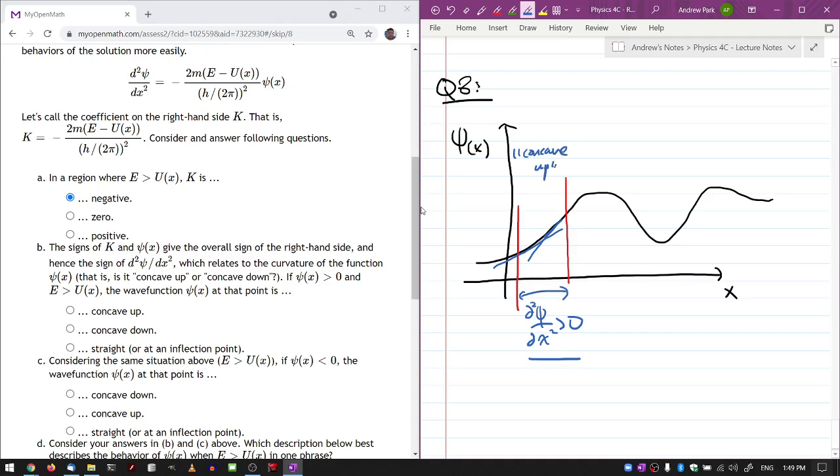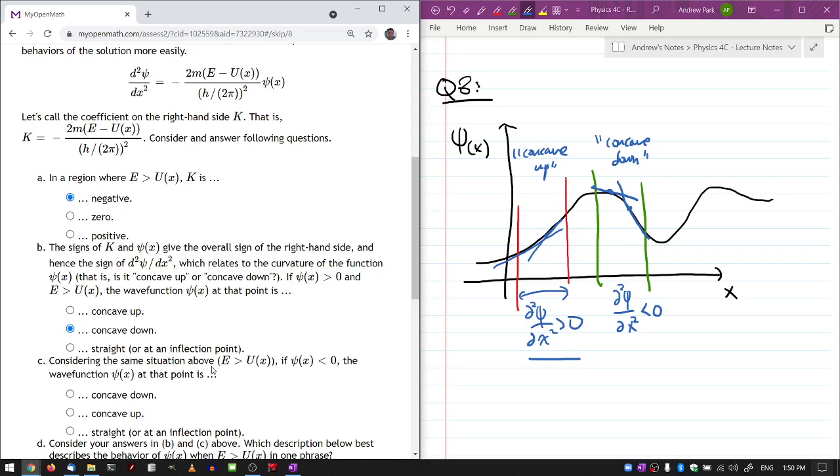The situation described in A, where it's negative, is better described by the behavior seen here. Here you can see that the slope of the function is changing in the negative direction. It's becoming steeper downward. So the second derivative, which describes the rate of change of the derivative, would be negative. This is what you would call concave down.